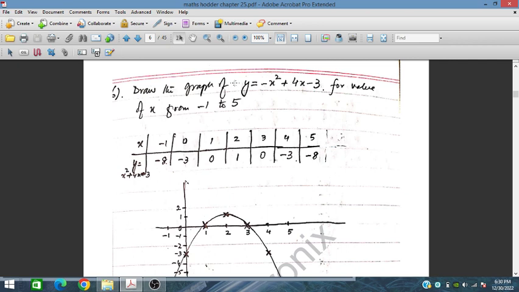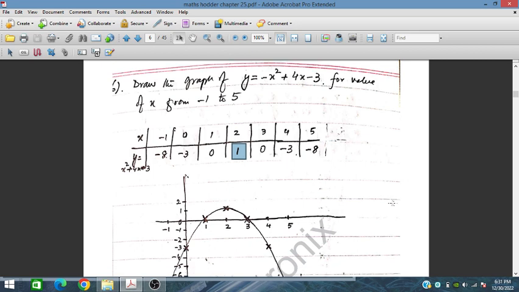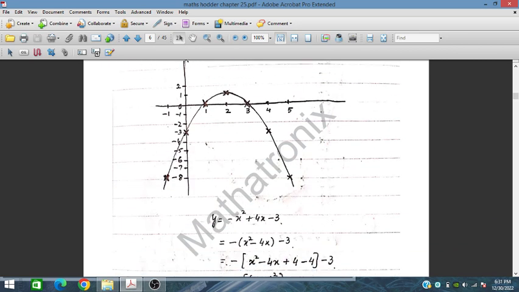Question number 6, we have y is equal to -x square plus 4x minus 3. So this coefficient is minus, so the graph will be an inverted graph. So here we have a maximum value. By plotting it from -1 to +5 with a step of 1, we have these values, and we see that the minimum values are here, and this is the maximum value, that is 1, which is here. So we have plotted it for -x square plus 4x minus 3, and take this minus common here.